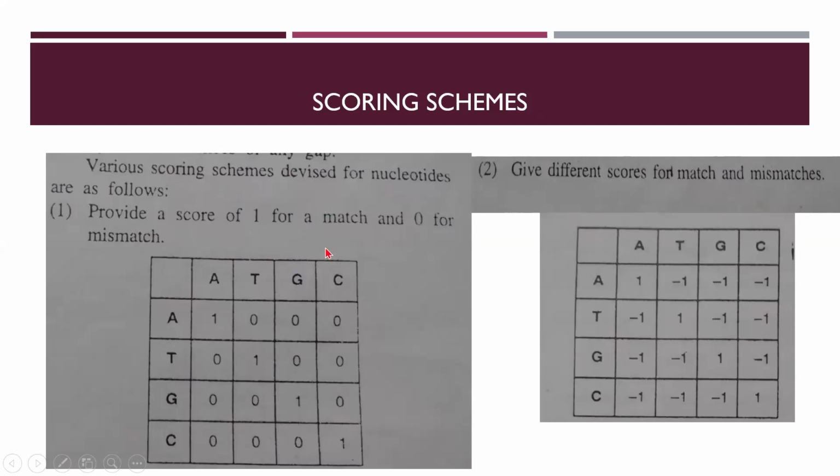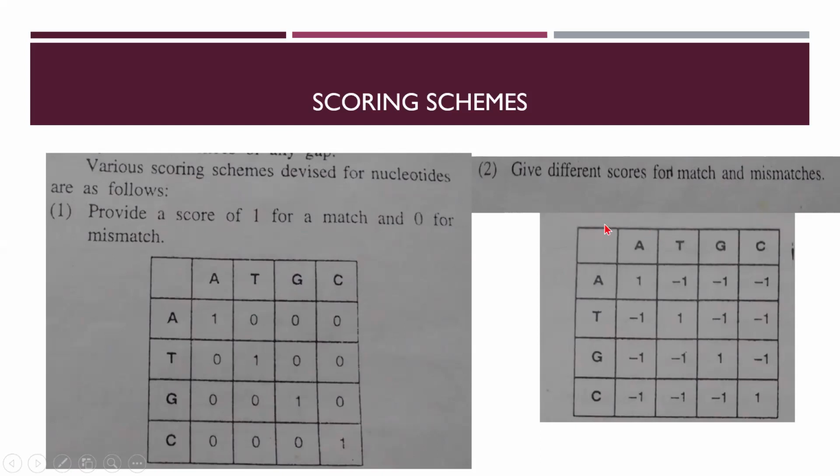First we are discussing the scoring schemes used for nucleotide sequence alignment. The simplest scoring scheme which can be applied is, if there is a match in the alignment, just give a score of 1. If there is a mismatch, give a score of 0. So this is the simplest scoring scheme which can be used for aligning the sequences. If there is a match, give a score of 1. If there is a mismatch, give a score of 0.